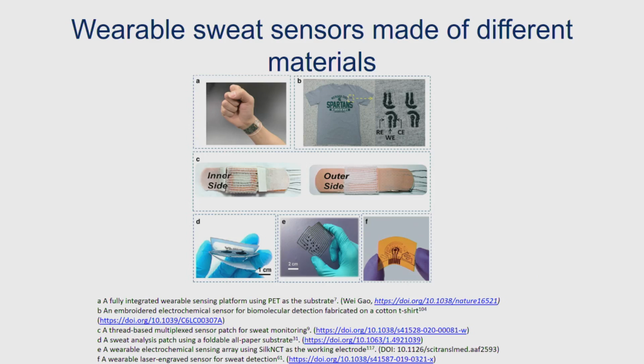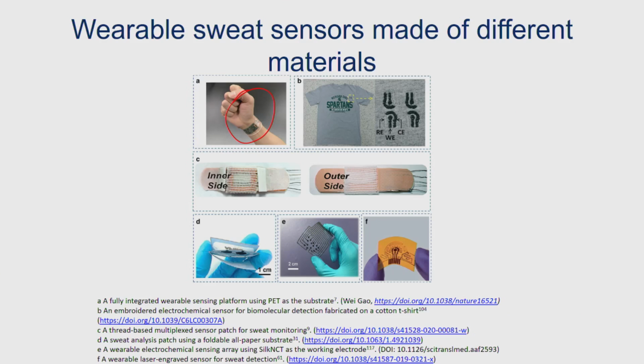Okay, so this is where he's shown how he's used a fully integrated wearable sensing platform using a PET substrate. Sorry, this picture basically is to show you wearable sweat sensors made of different materials. This one has come from the group of Wei Gao. The second one is where you have embroidery, so you can use conducting fibers. You can use a sewing machine and make your own electrodes on fibers as well. That is a nice and neat way of making wearable devices.